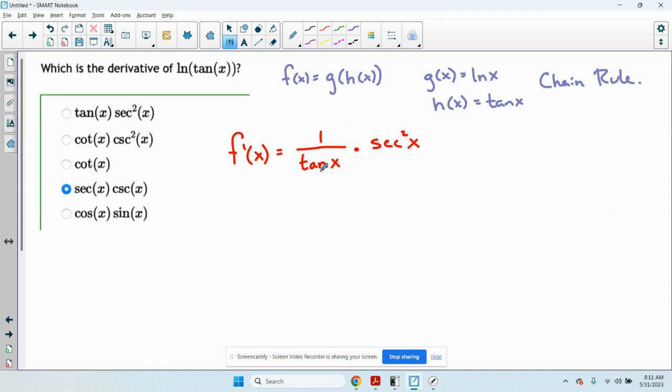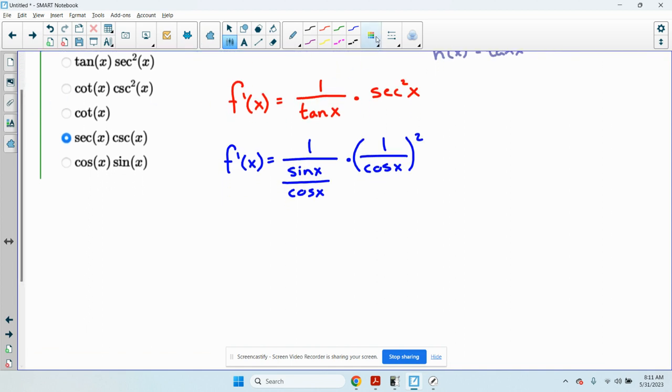So I'm going to write tangent in terms of sine and cosine. So this is equal to 1 over tan x. Tan is sine over cosine. Secant is 1 over cosine. And this is secant squared. Okay, it looks like it's uglier, but it's actually going to end up being prettier. So moving along from here, I have 1 divided by sine over cosine.